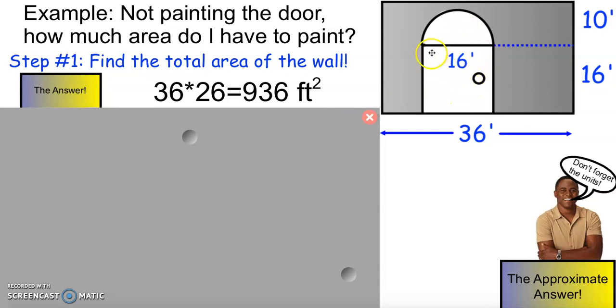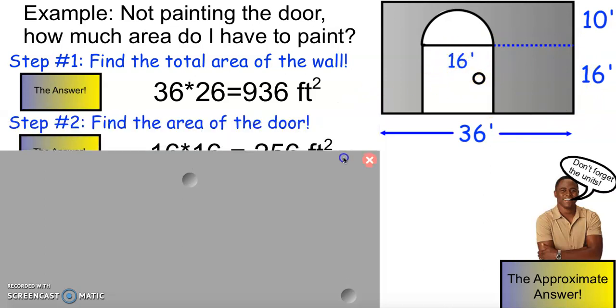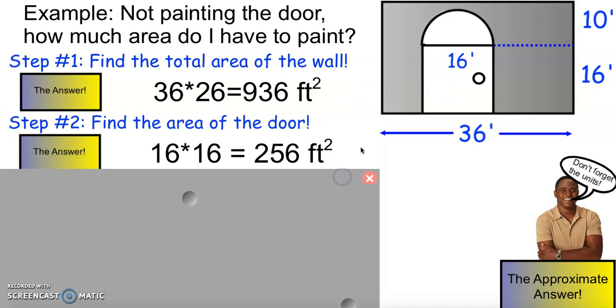And then I need to take away the two parts. I'm going to take away this door part, which, if this is 16 feet going across, and from here to here is 16 feet, is going to be 16 times 16 for the area of this square. And 16 times 16 is 256 feet squared.